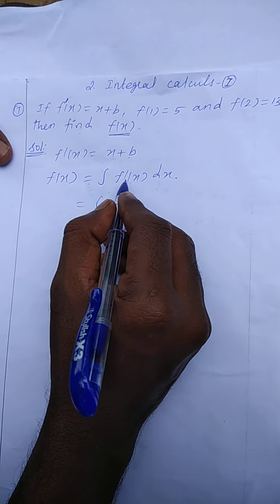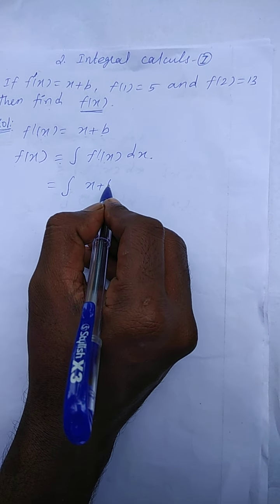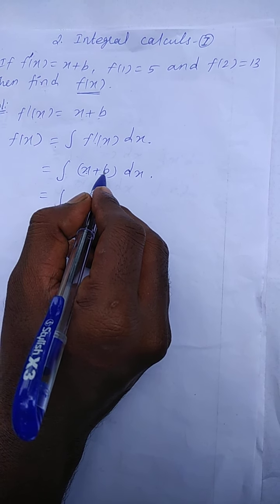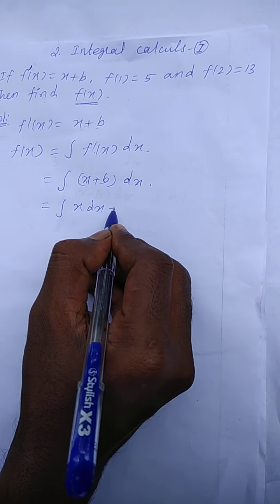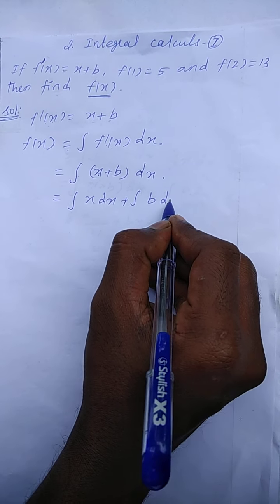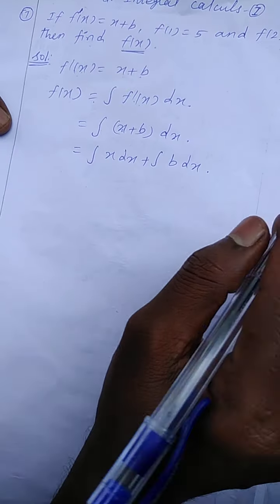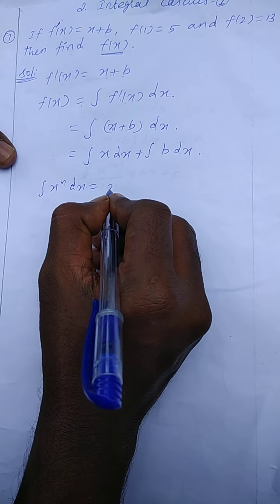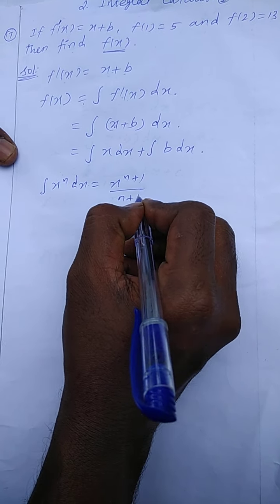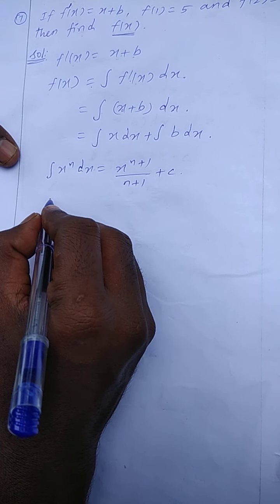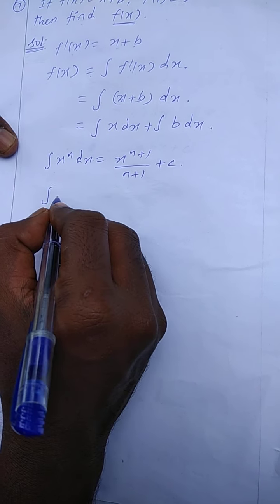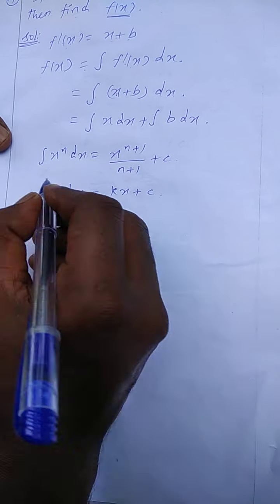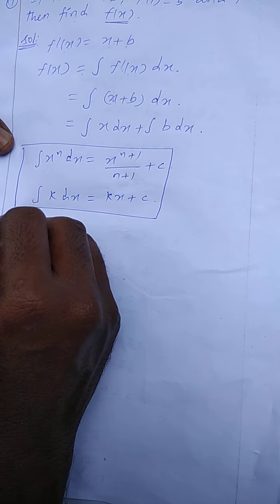So integral, what is f dash of x? x plus b dx. Now this is in two parts: x dx plus b dx. We already know the two formulas. The first formula: integral x power n dx equal to x power n plus 1 by n plus 1, plus c. Now I introduce the second formula: for a constant k, integral k dx equals kx plus c. These are the two formulas applying here.